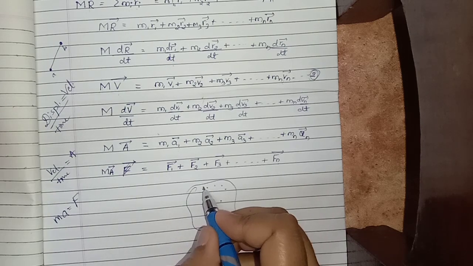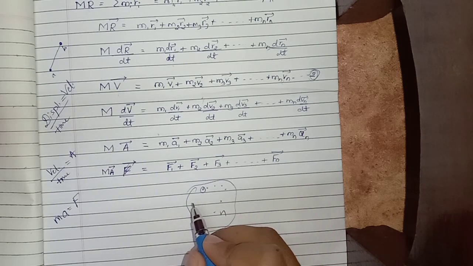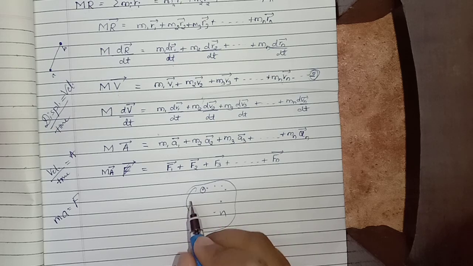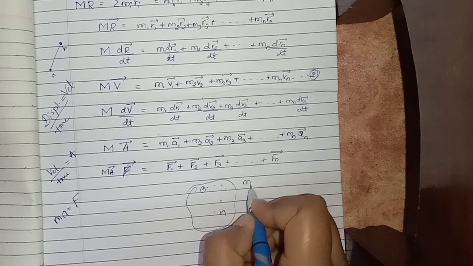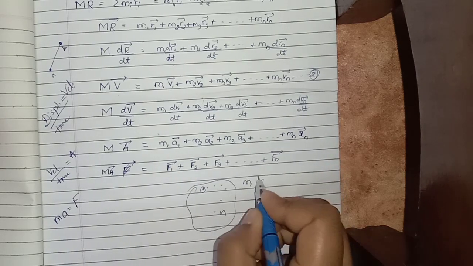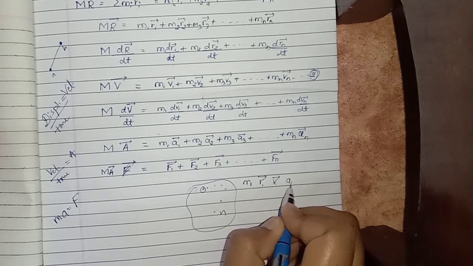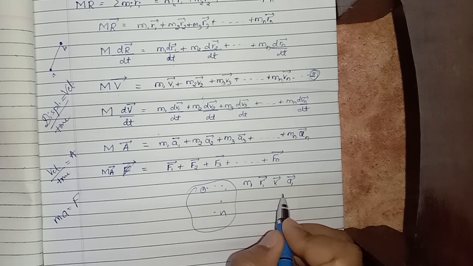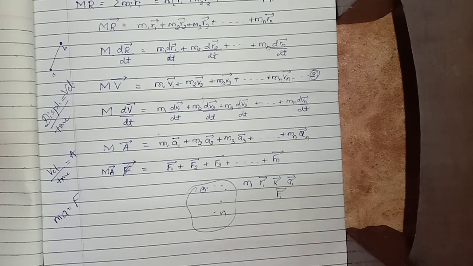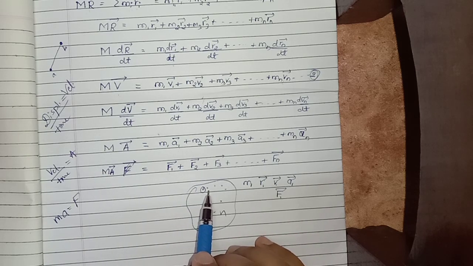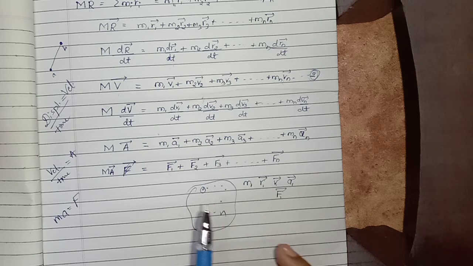So this first particle has mass m1, position r1, the rate of change of position is velocity v1, the rate of change of velocity is acceleration a1, and the product of mass and acceleration is F1. So the force acting on the first particle is F1, on the second particle is F2, like that F1, F2, F3, F4, up to Fn.